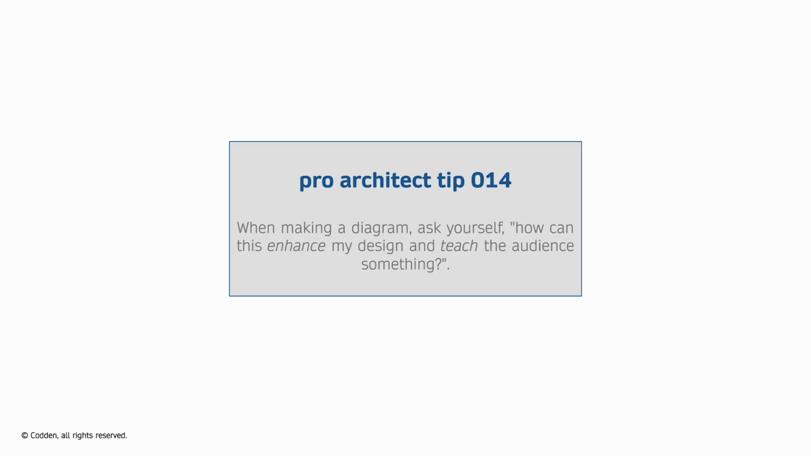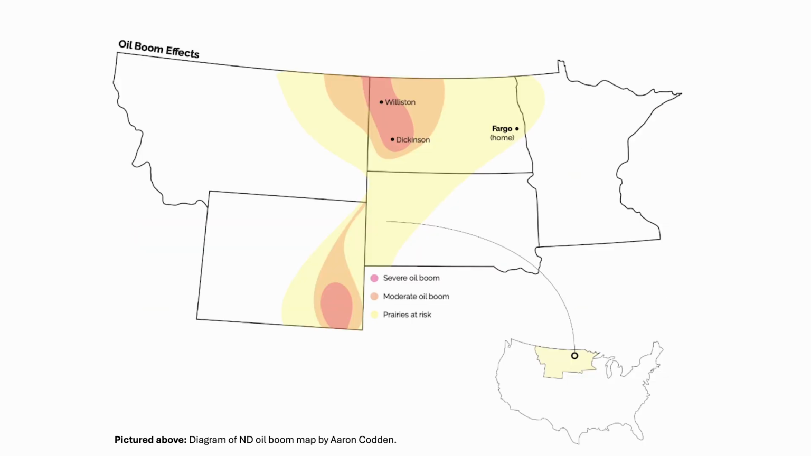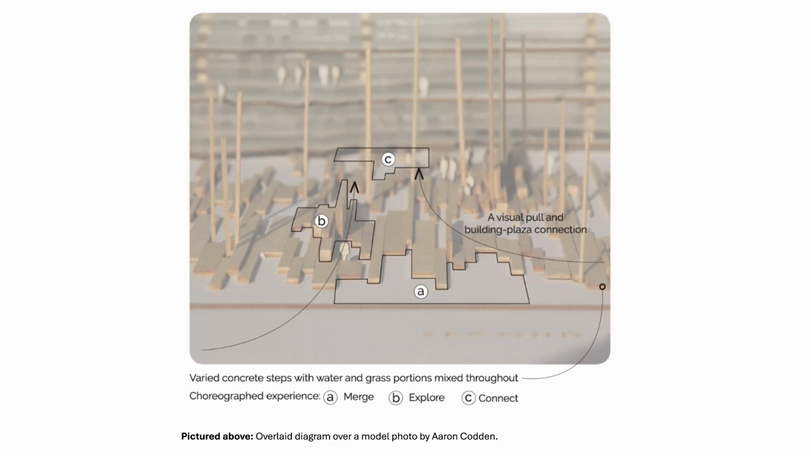So when making a diagram, I want you to ask yourself, how can this enhance my design and teach the audience something? So right here in this diagram, I'm showcasing movement through the red arrow, and it's helping support the end result of each design. So I could explain it further and it'd make more sense, but I want you to think about, how does this diagram help tell this story, okay? And so there really are endless diagrams.